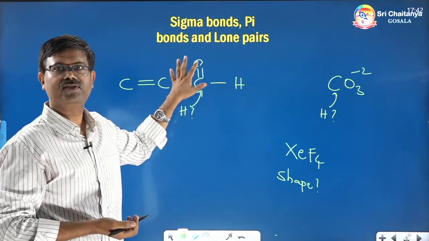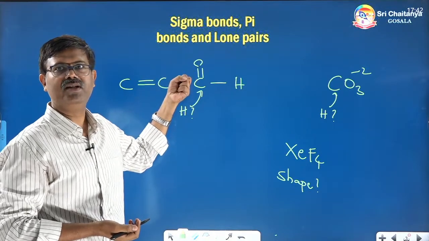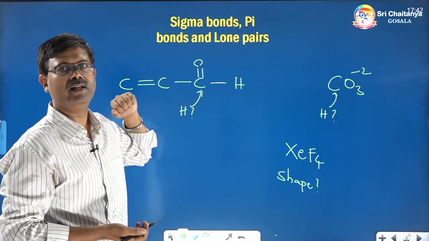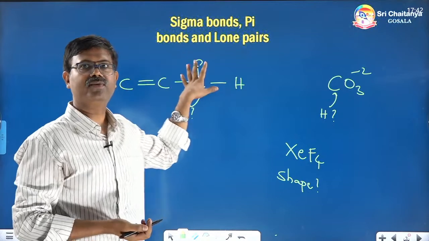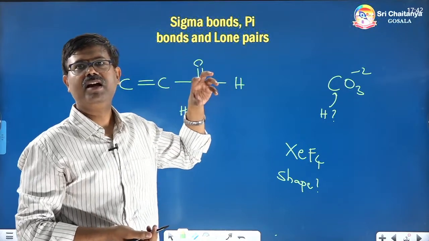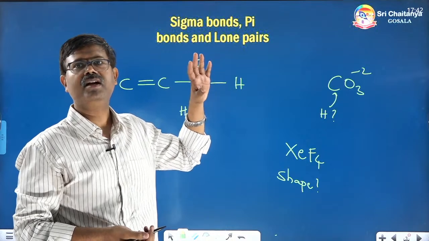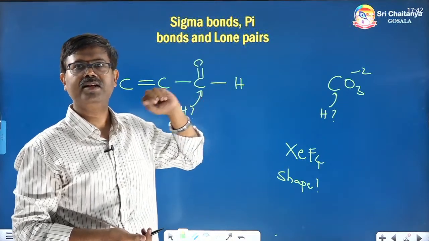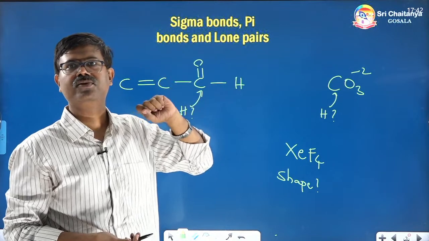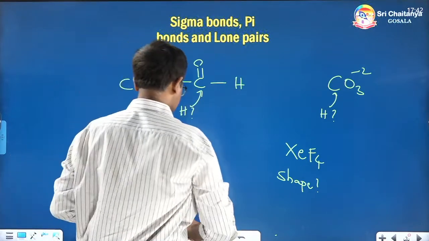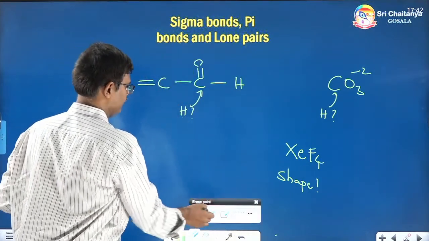When they give the structure like this and ask what is the hybridization, it is a very simple topic. But to answer such questions, you need to have an idea on what are sigma bonds, what are pi bonds, and what are lone pairs. These three concepts you should have an idea about. So first let's discuss them.